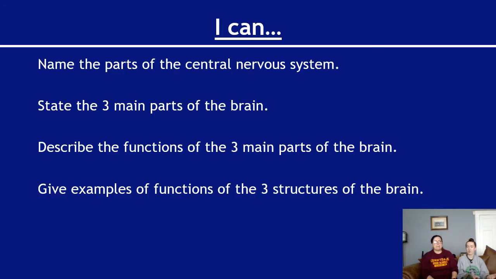Okay, so now that you've seen that video, hopefully you should be able to name the main parts of the central nervous system, which are the brain and spinal cord. You should be able to state the three main parts of the brain: cerebrum, cerebellum, and medulla. You should be able to describe the functions of the three main parts of the brain. Medulla, breathing, heart rate. Cerebellum, balance and coordination. Cerebrum, thinky stuff. And please don't say thinky stuff in your exam. Please use actual words.